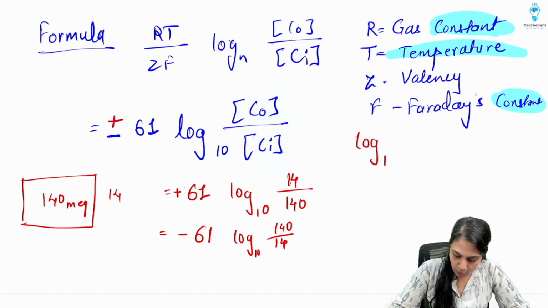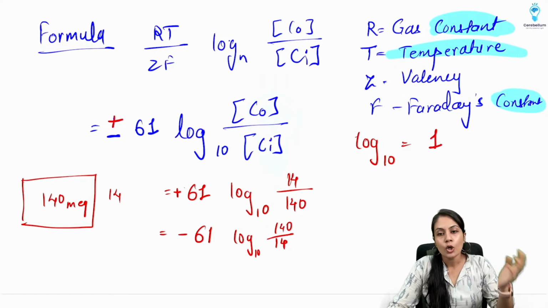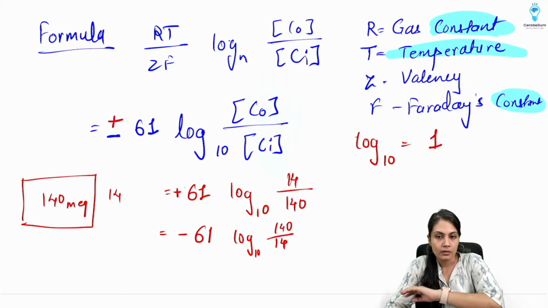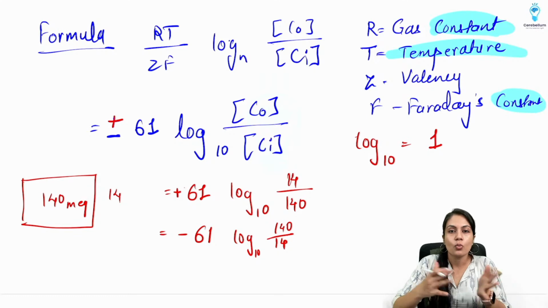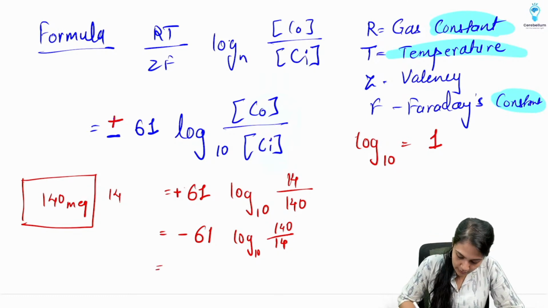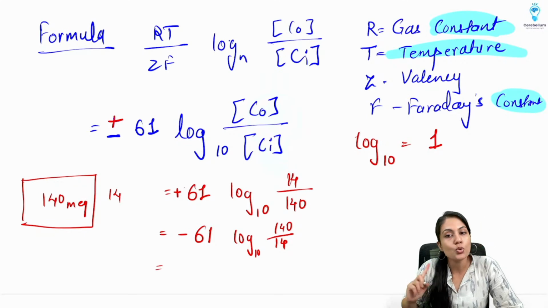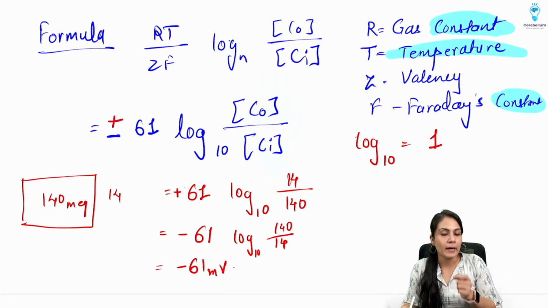So for log 10, we all know how many zeros are there, and we are just going to apply that number. Log 10 is 1, log 100 is 2, log 1000 is 3. So whatever zeros are there, we apply that over here. So it is going to be minus 61 into 1, that is going to be minus 61 millivolt. In this case, this is going to be minus 61.